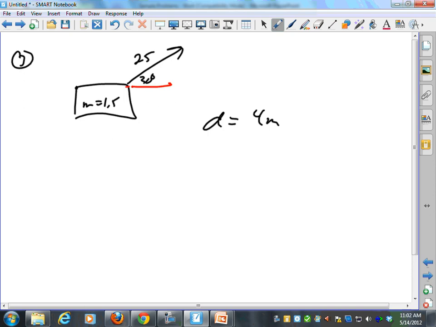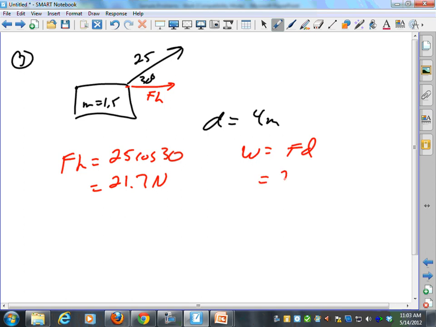Because you need to find just Fx, just the horizontal component. So the first step would be to say Fh is equal to 25 cos 30, which is 21.7 newtons. And now just W equals Fd. 21.7 times my distance of 4 meters is 86.6 joules. These are pretty easy questions, aren't they?